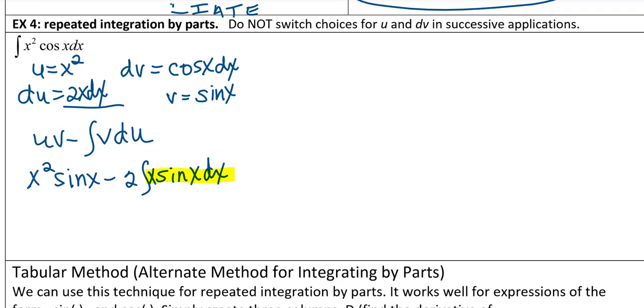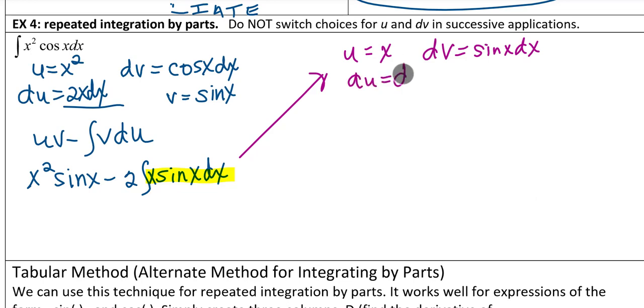So what we're going to do now is we're going to let u be x and dv be sine x dx, so that my du is dx, which is great because now I'm going to eliminate the need to do it again, because I'm just going to have a dx. I don't have a second algebraic function. And my v is going to be negative cosine x.